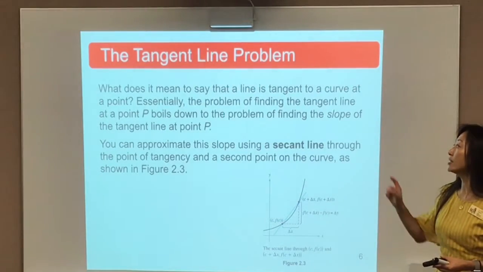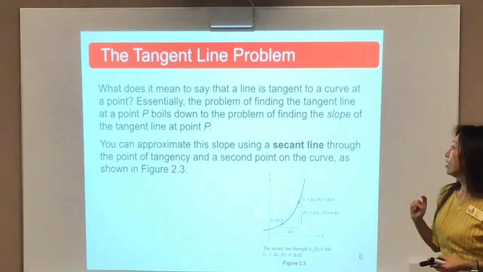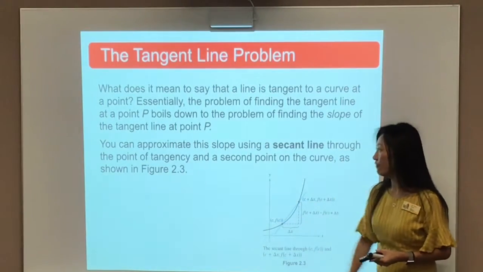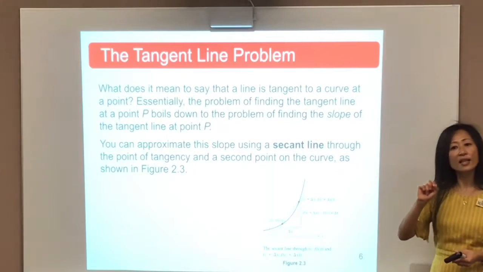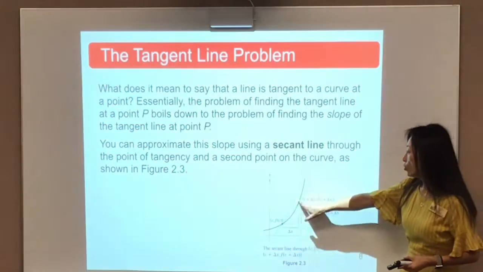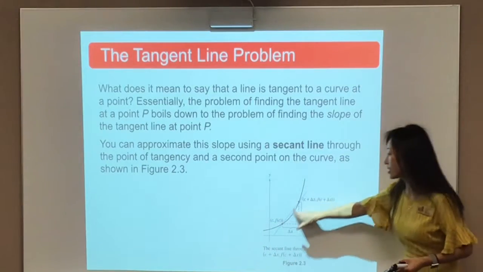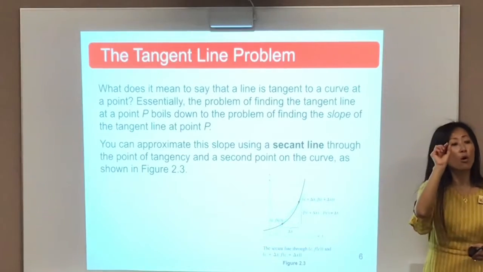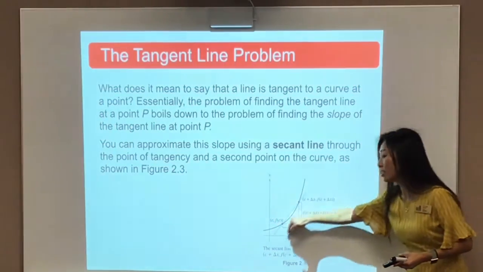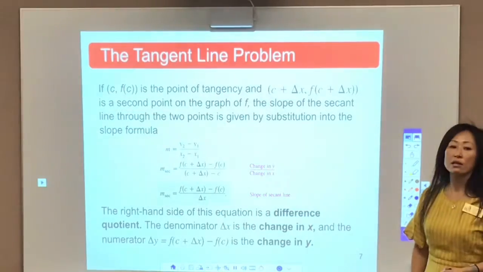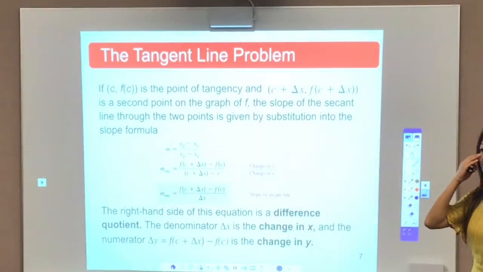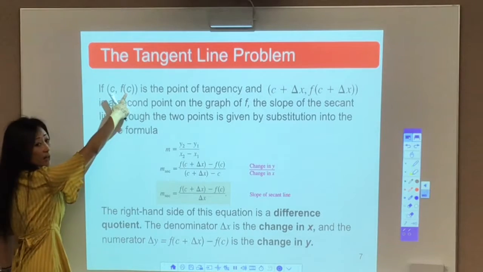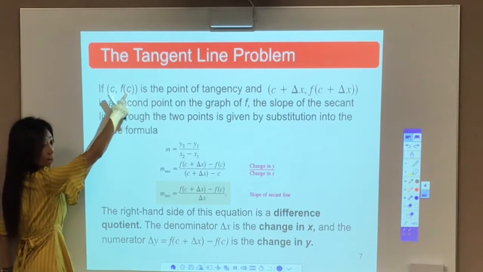You can approximate this slope using a secant line through the point of tangency and a second point on the curve, as shown in figure 2.3. Secant line means 2 points. We have this line right here. This line is called a secant line. Are you with me, class? Yeah. Okay, tangent line means only 1 point touches the graph. Right? Next one. So if C and f of C, does everybody understand? C is just the x, and this is what? Y. x value and y value. Are you with me, class?